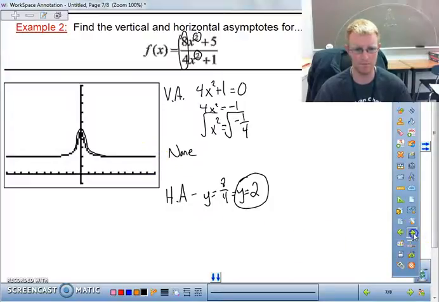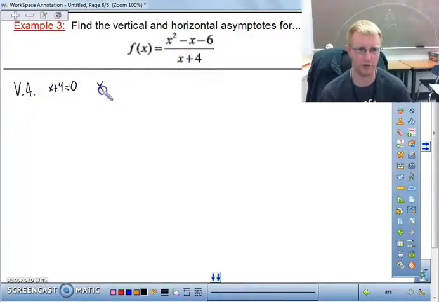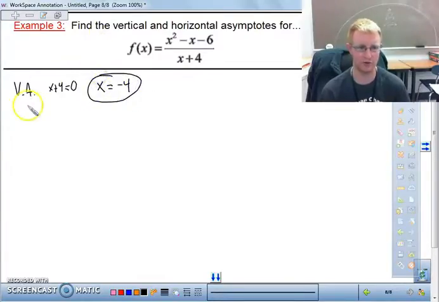Okay, last one. Find the vertical and horizontal asymptotes for this. Well, in this case, we'll talk about vertical asymptote. We don't have a graph on this one, but that's okay. Set the bottom equal to 0, x plus 4 equals 0, so x equals negative 4. So that's our vertical asymptote, real easy.